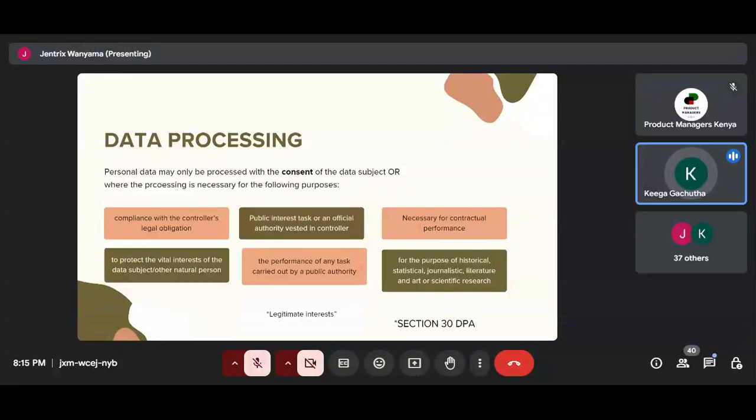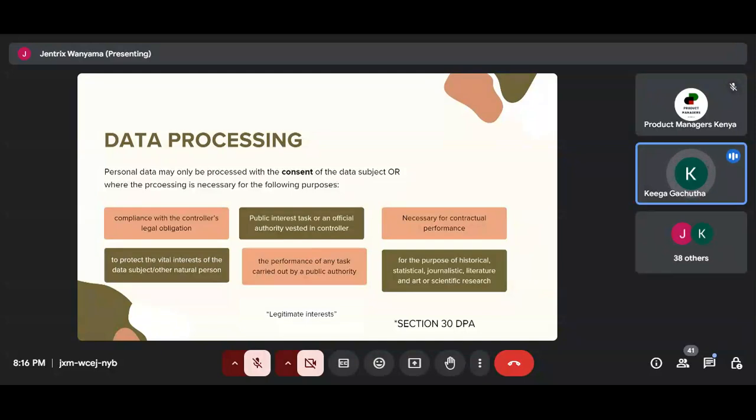So data processing is what I made reference to before, and essentially personal data may only be processed with the consent of the data subject or where the processing is necessary for the following purposes. Generally, it's compliance with a legal obligation. If you're in the fintech industry, there are certain KYC, AML, CFT obligations that you might have. In that respect, that would be processing in relation to a legal obligation.